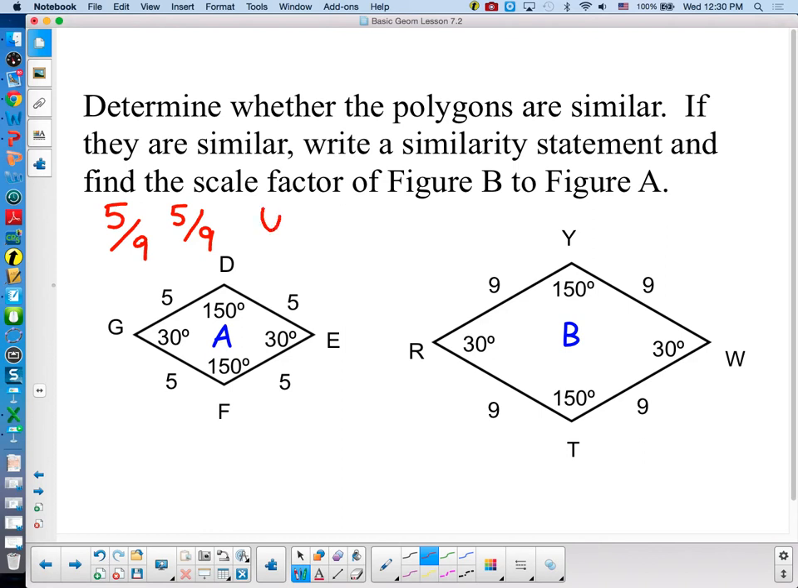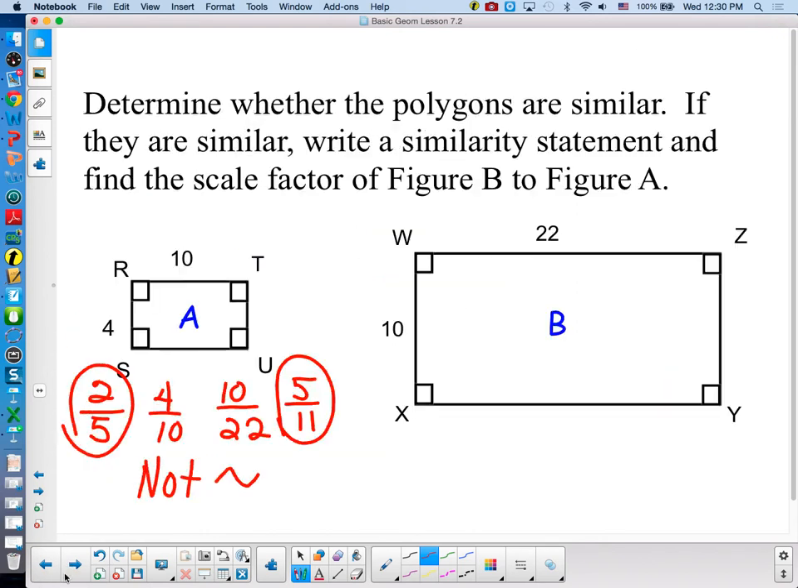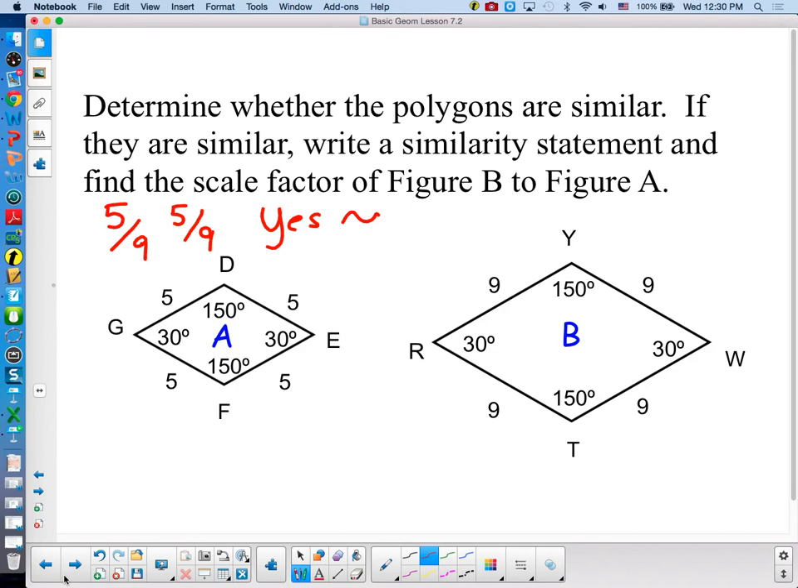Yes. Okay, so now let's do what it says. If they are, write a similarity statement. What's that mean? Let's look back. What that means is this kind of thing, naming the figures how they match. They're not triangles in the one we're on, so we would just list them. What if I call this one G, D, E, F? Is similar to R, Y, W, T. There could be other correct answers because it could be turned or flipped and still match, but that one would be okay.